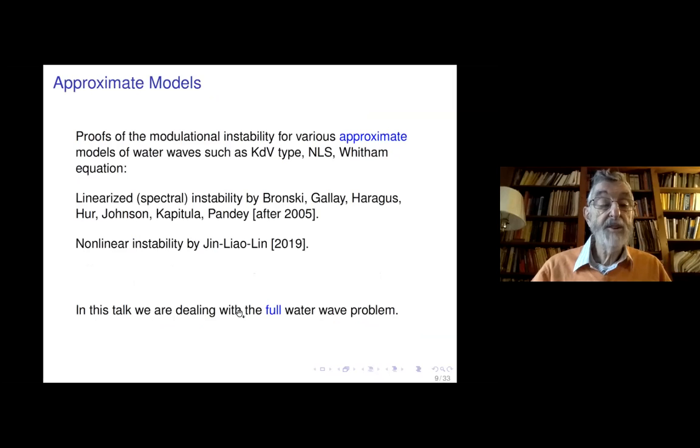Okay, so I should mention that there are many, many approximate models, as I'm sure almost all of you know, like KdV, NLS, the Whitham equation, and many other approximate models for water waves. And the modulational instability, linearized, has been studied specifically in the 2000s by all these people, Bronski, et cetera. And there's a paper on the nonlinear instability for some of these models by Jin, Liao, and Lin recently. But what's distinct about what I'm talking about here is the full water wave problem, not an approximate model.